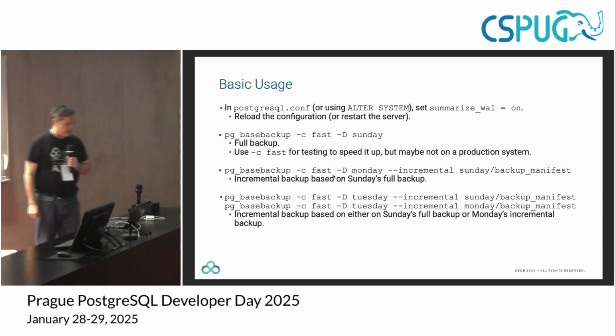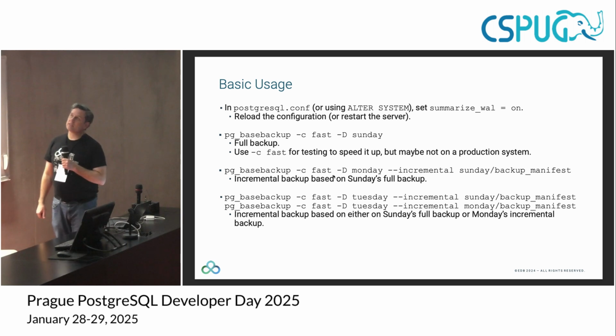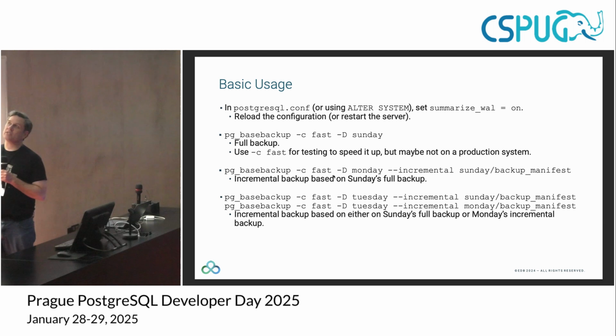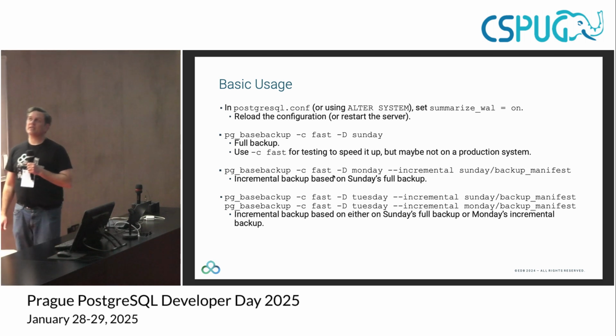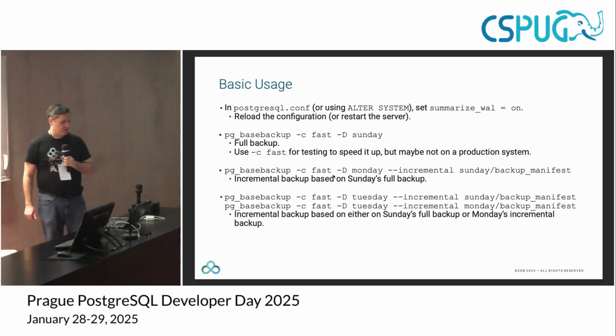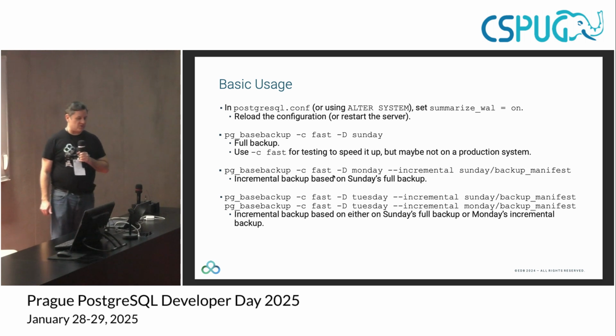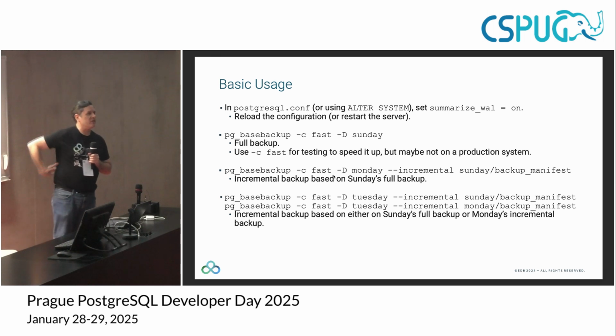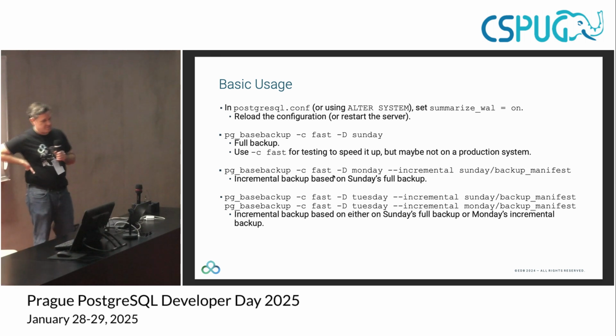Now, once you've done that, the second bullet point on the slide here shows how we can take a full backup, which is not new, but we have to do it before we can take any incremental backups. I was just doing all of these examples for testing purposes, so I used the -c fast option here, which I highly recommend for testing, because otherwise you end up waiting for a long time. But I might not recommend it for production, because it can generate a load spike on your server, which may not be what you want on your production machine.